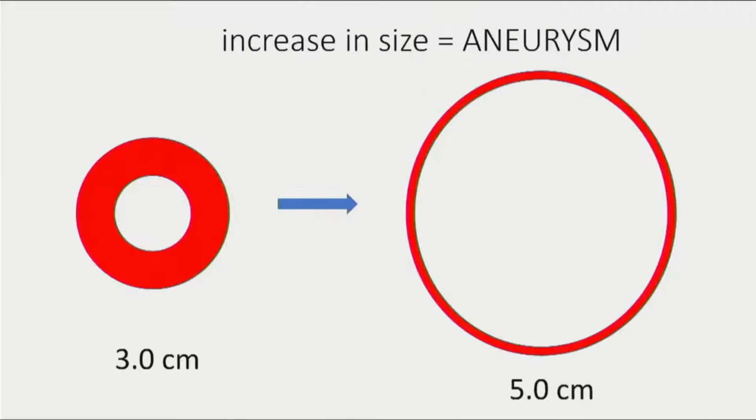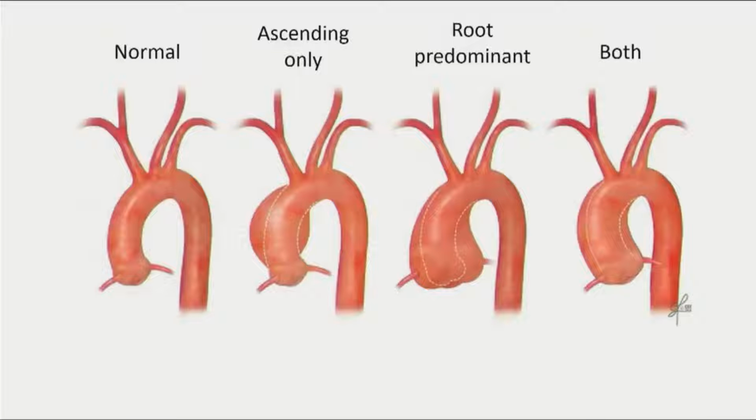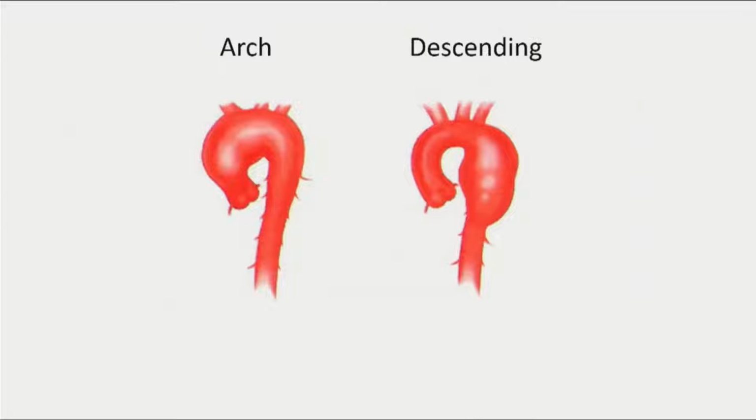Just going back, you can see that as the aorta stretches, that wall becomes thinner because you don't make more wall. It's kind of like blowing up a balloon. The bigger it gets, the thinner that wall becomes. Now, this aneurysm can happen anywhere in the aorta. It can happen in the ascending portion. It could be a root aneurysm. It can affect both. They can also happen in the arch, which is a little bit more complicated to fix. And then they can also happen in the descending aorta, which actually has more treatment options that are not open heart surgery.